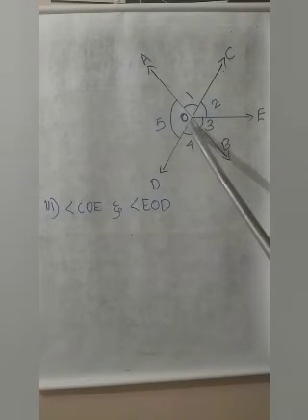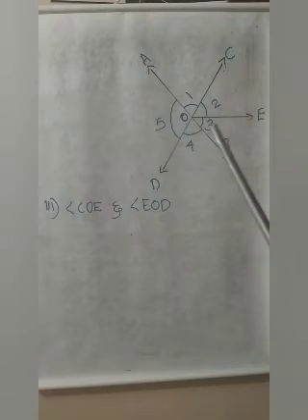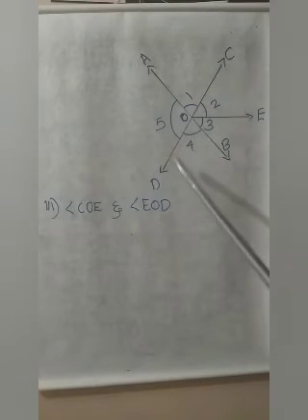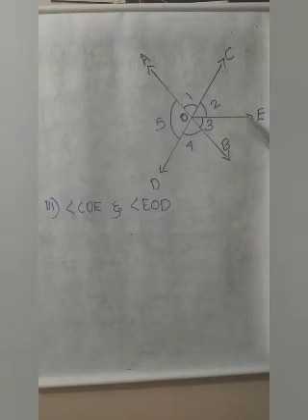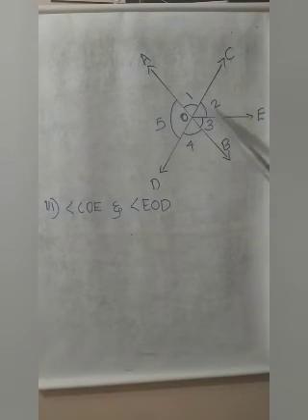Why? The common arm is OE and the common vertex is O and the non-common arms are coming on either side. Now, when we are looking at the non-common arms, whether they are forming a straight line. These are the non-common arms, OD and OC, they form a straight line, isn't it? So we can say COE and EOD form a linear pair. If it should be a linear pair, first they should be adjacent angles and the non-common arms should be opposite. That means they should form a straight line.